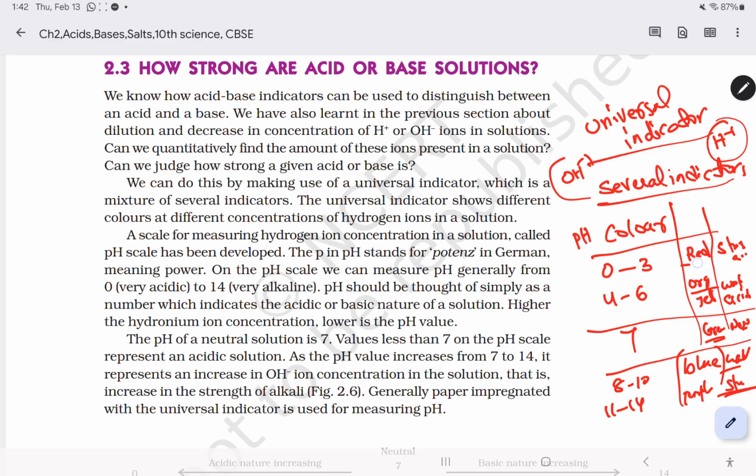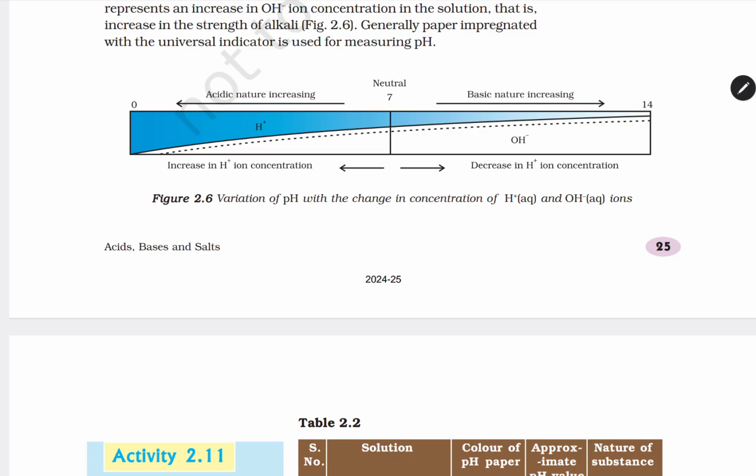So we have the color combinations. For a strong acid, red color. For a weak acid, orange or yellow color. If it is a green color, you have to identify it is neutral, for example water. If it is blue color, you have to say it is a weak base. If it is purple or violet color, you have to say it is a strong base. So in this picture you can see it clearly mentioned.